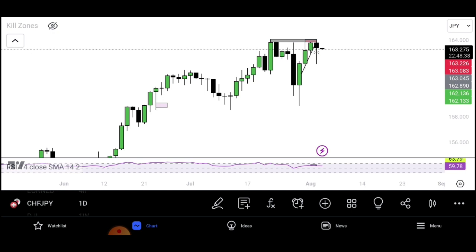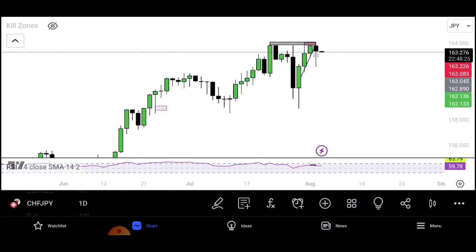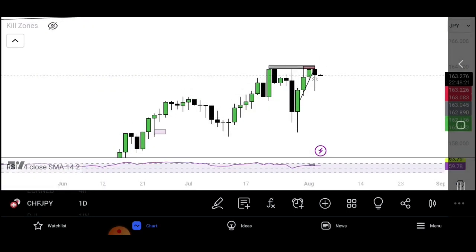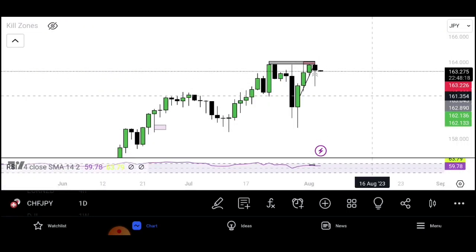My name is Mba George, aka Legacy, and today I will be showing you a trade breakdown of the trade we took on CHFJPY. We took this trade on the 2nd of August 2023, for a short-term sell, a quick scalp sell.